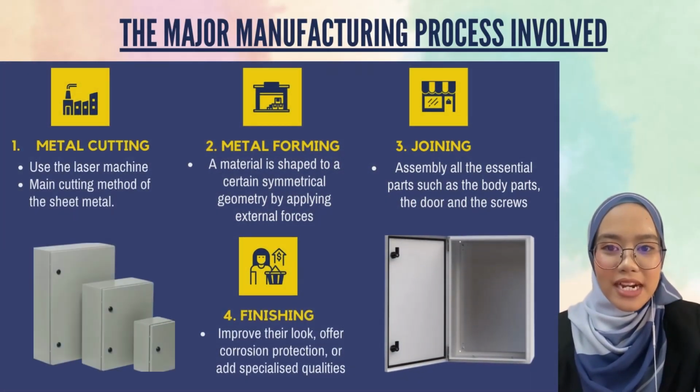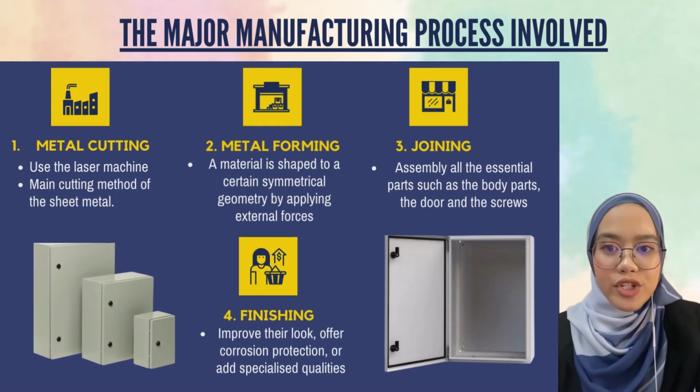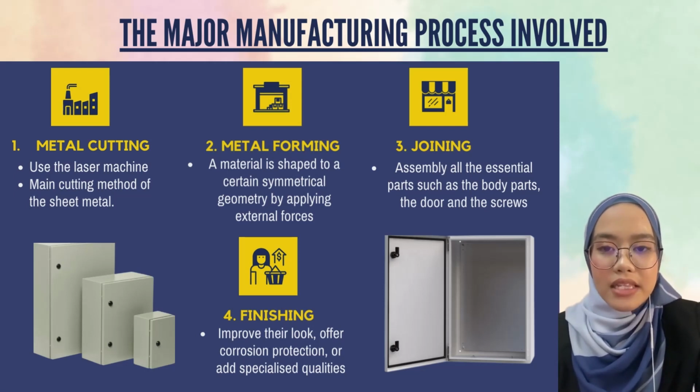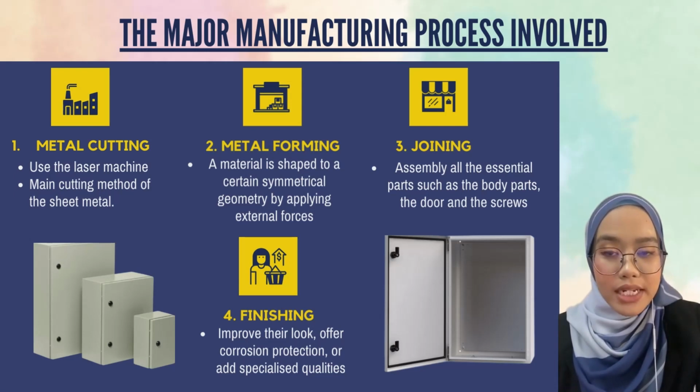Assalamualaikum, my name is Nur Ain Anis, and I will explain the major manufacturing methods. To produce this enclosure box, there are 4 major methods, which are metal cutting, metal forming, joining, and finishing. For metal cutting, we are using a laser machine to cut the sheet metals, for example steel and aluminium. For metal forming, a material is shaped into a symmetrical geometry by applying external forces. For joining, we have to assemble all the essential parts such as the body parts, the doors, and also the screws. For the last method, which is finishing, we will improve their look, offer corrosion protection, and also add specialist qualities.